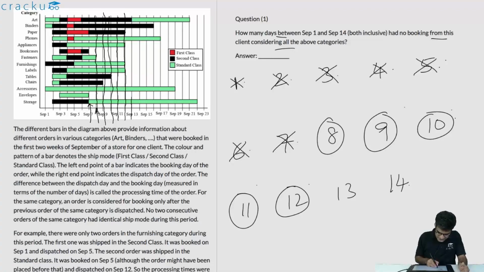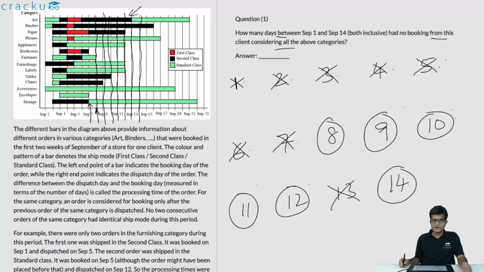If you're looking at 12th, again there is no bar which is starting on September 12th. If you're looking at 13th, there is one bar which is starting on September 13th, and that is the art bar. If you are looking at September 14th, this line, there is no bar which is starting on September 14th. So the total number of days in which there was no booking that happened is 1, 2, 3, 4, 5, 6. So the correct answer is 6. Let us look at the second question.